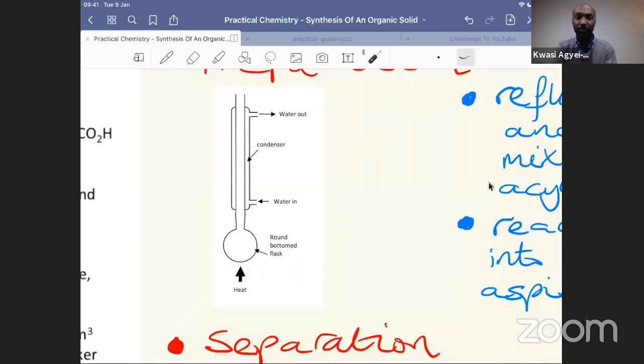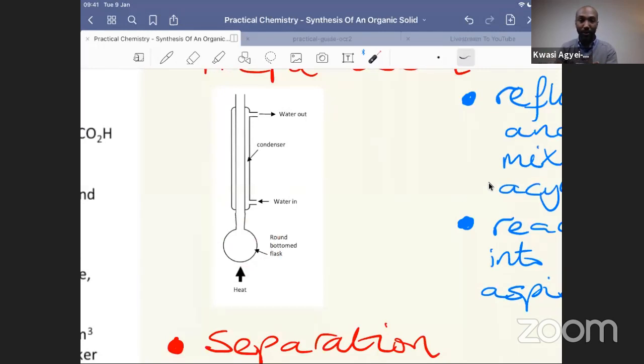So we've got a round bottom flask containing our reaction mixture. That reaction mixture, of course, contains our ethanoic anhydride and our 2-hydroxy benzoic acid and a few drops of our phosphoric acid. So what's going to happen to the contents of this flask? We're going to reflux the mixture.